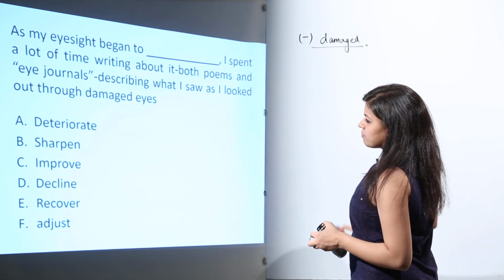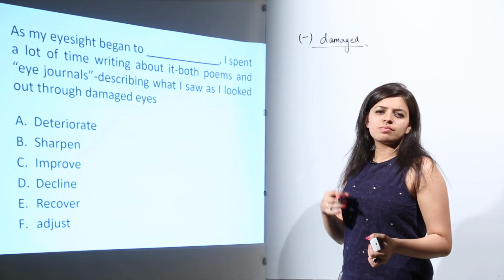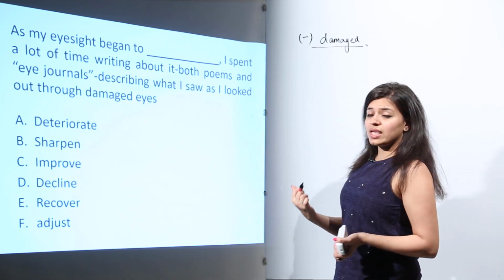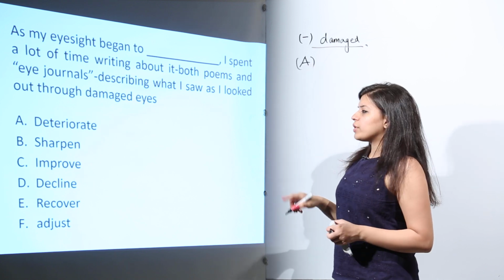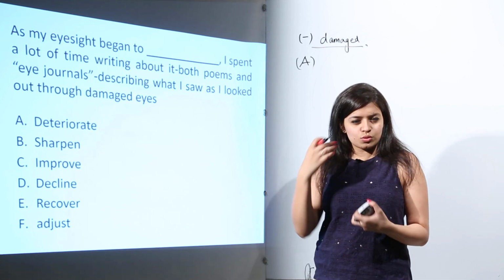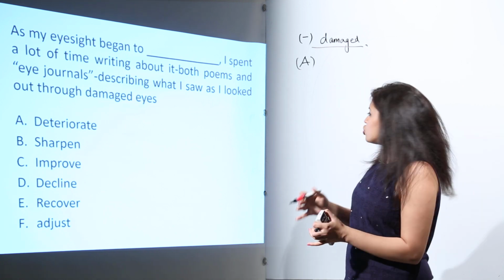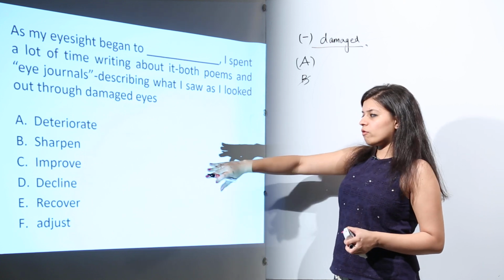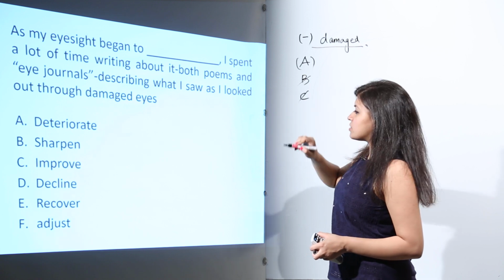Now, let's come to the options. The first option says deteriorate. Deteriorate means something that is starting to damage, something that is losing its value. So, yes, we can say that deteriorate can be an option. Sharpen. Sharpen obviously cannot be an option because the eyes of the author have started to damage. So, sharpen is a word of positive connotation. So, we can easily cross out sharpen. B can be crossed out. Improve. Obviously, the eyes of the author are not improving. So, we can cross out C.